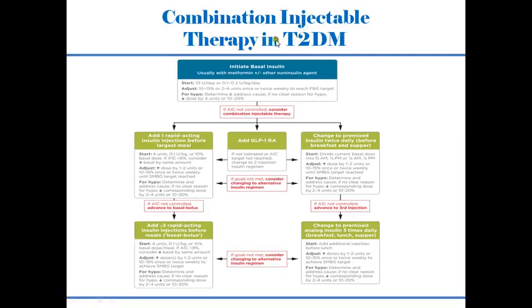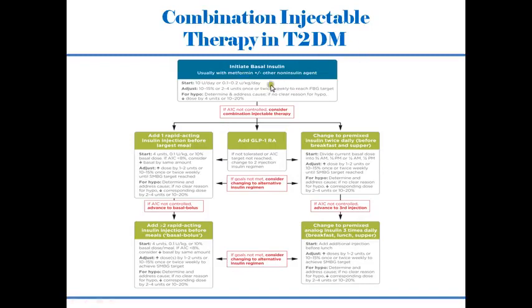So how will you give the combination injectable therapy in type 2 diabetic patients? What you do is you will basically start with a basal insulin. So what is a basal insulin? It is the insulin which will cover the basal levels, which you give throughout the day. So one dose of an agent which will cover the basal levels of insulin, not the prandial. Prandial is the insulin you give with the food. And the insulin which you give throughout the day, which gives coverage throughout the day, not thinking of the food the patient is taking, is called basal insulin.